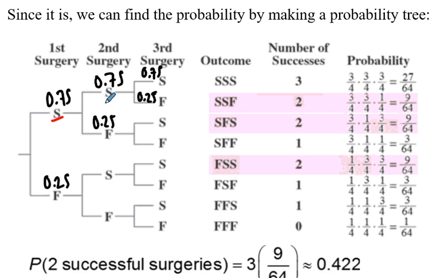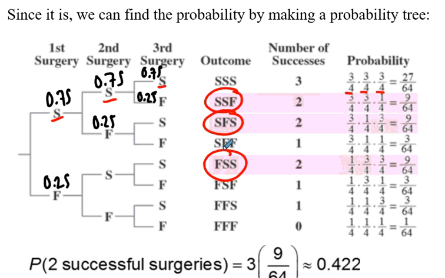I just want to look at one of them real quick. Let's say you do success, success, success. You'll see I calculate that probability as 75% times 75% times 75%, 3/4 times 3/4 times 3/4. That's 27 out of 64. Now I'm going to find all of the different ones that had exactly 2 successful surgeries. This one had 2 successful, this one had 2 successful, and this one had 2 successful.